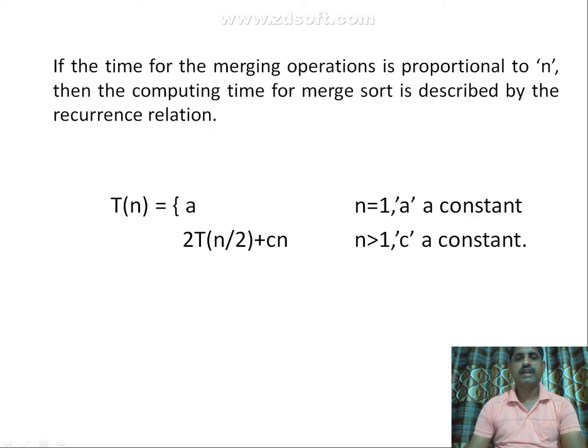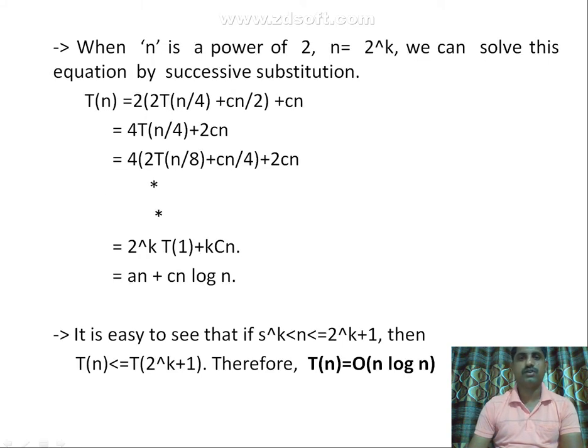Next, if the time of the merging operation is proportional to n, then the computing time of merge sort is given by the recurrence relation: T(n) equal to a, for n equal to 1, a is a constant, and 2T(n/2) plus cn for n greater than 1, c is a constant. When n is a power of 2, n equal to 2 power k, we can solve this equation by successive substitutions.